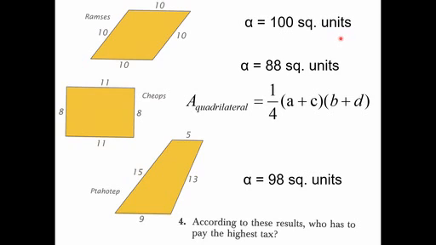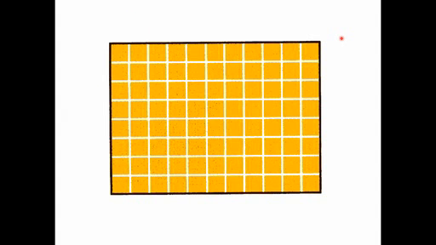Well, let's see if this actually works out. This one looks like it belongs to Cheops. And that one's pretty straightforward. 1, 2, 3, 4, 5, 6, 7, 8, 9, 10, 11. 1, 2, 3, 4, 5, 6, 7, 8. 11 times 8, 88. So that one's right on the button.